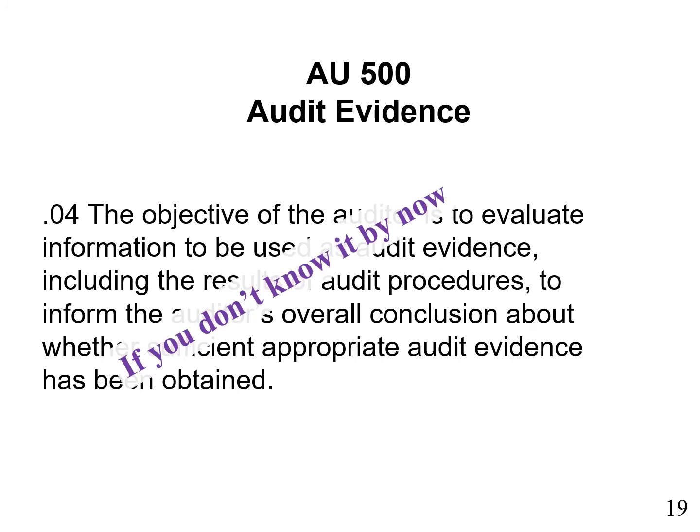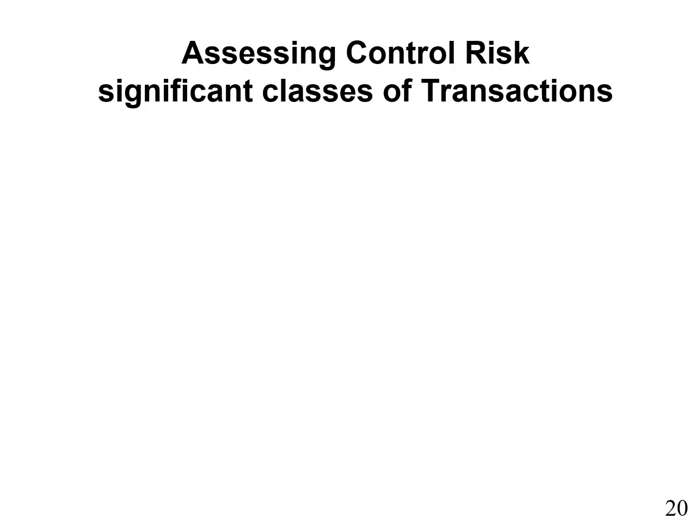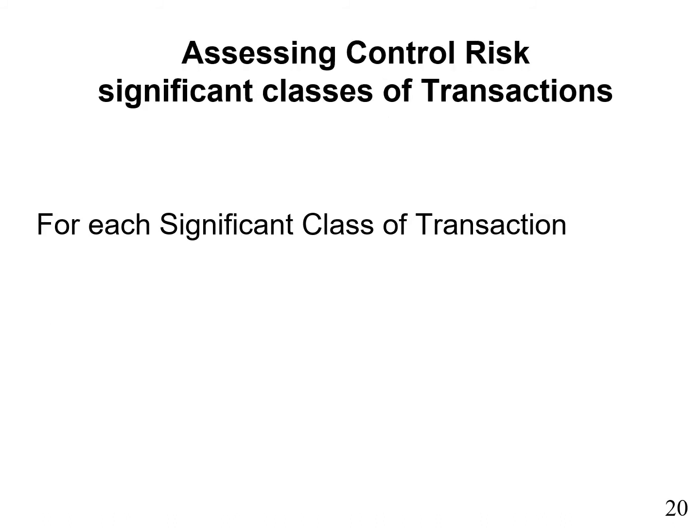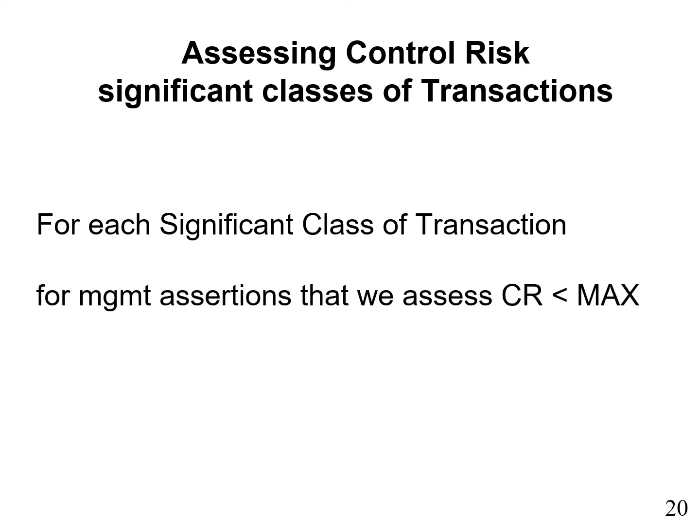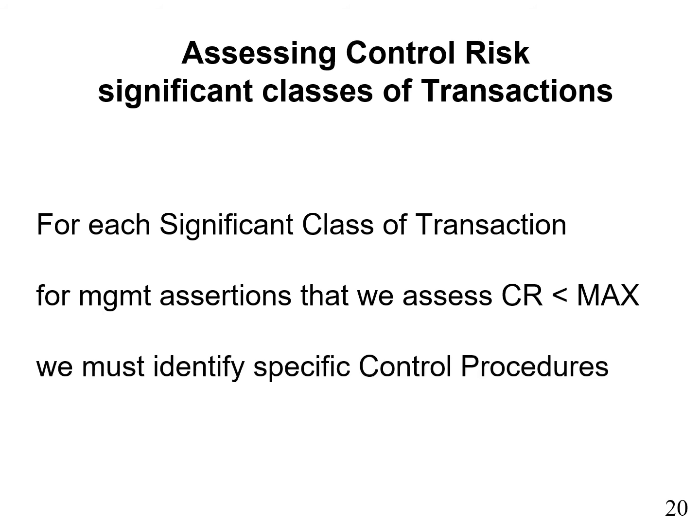500. I hope you know it by now. It's fair game on the final. It and 315 are my favorites. You know that. For each significant class of transaction, for each management assertion for which we assess control risk is less than max, we need to identify specific control procedures.